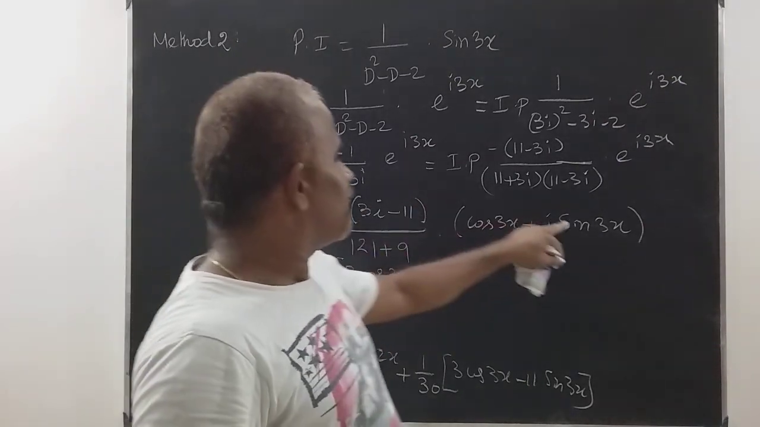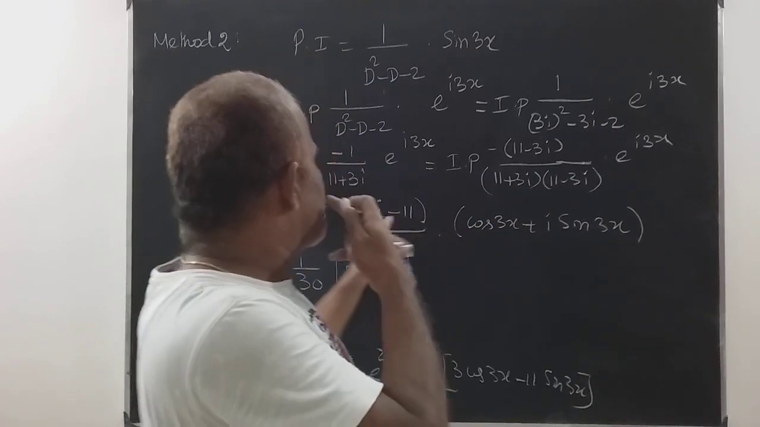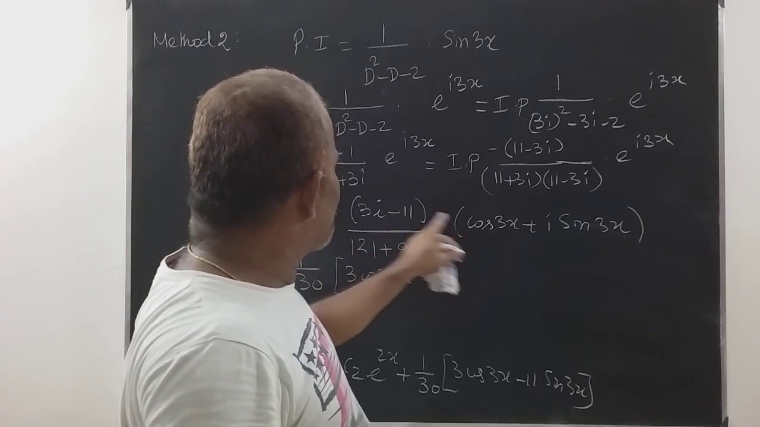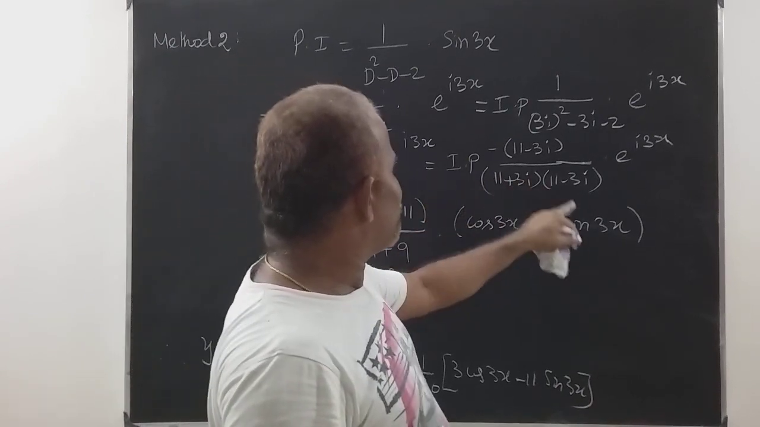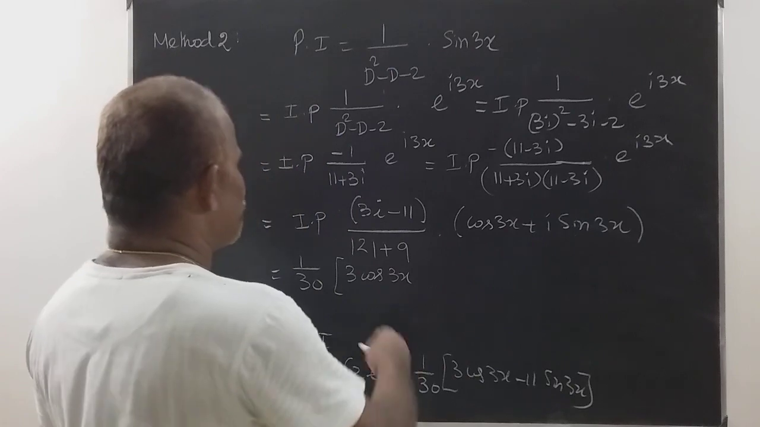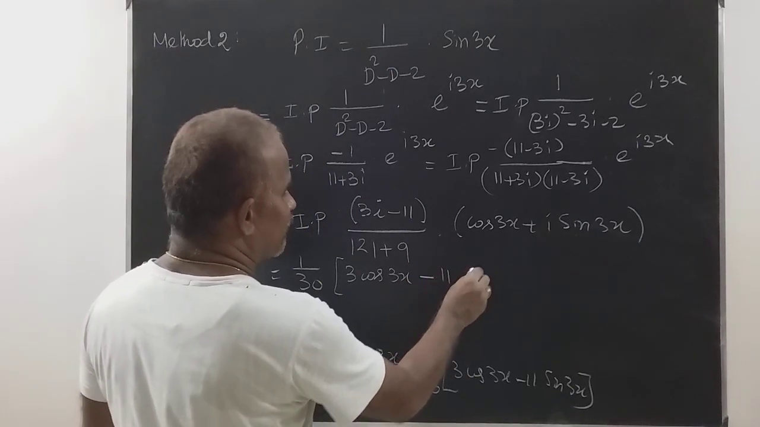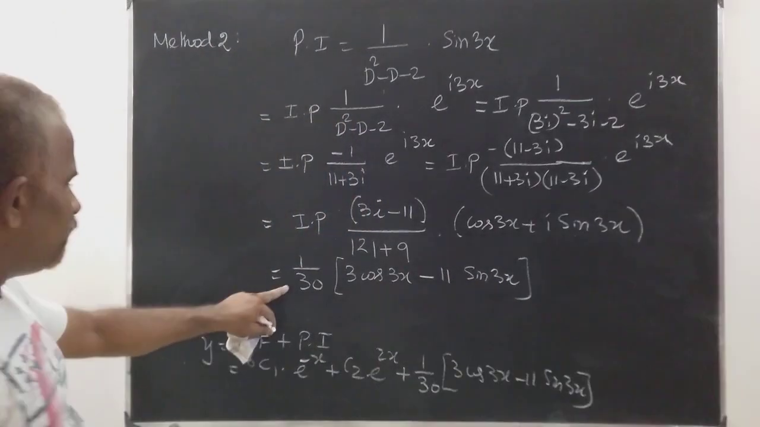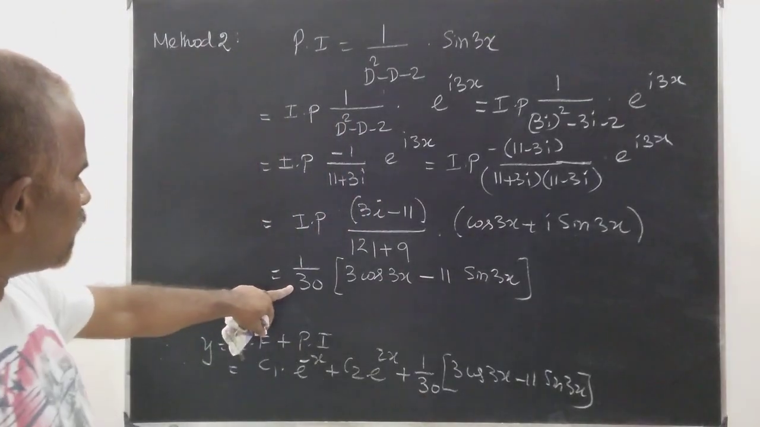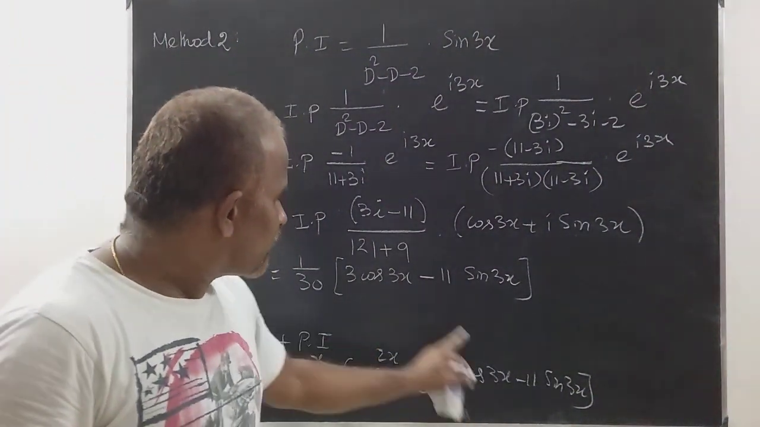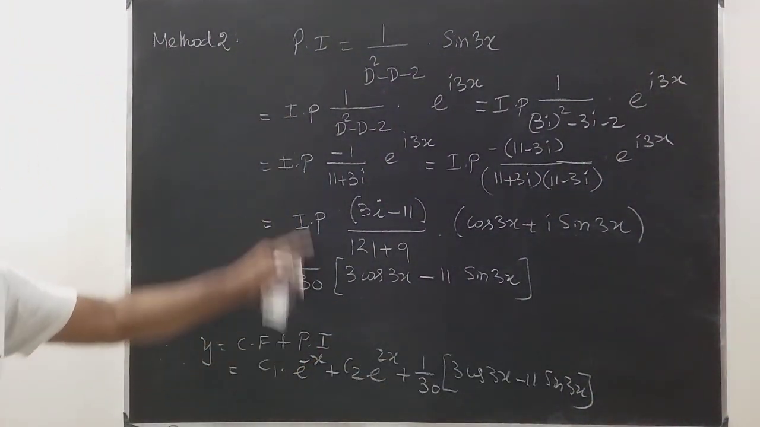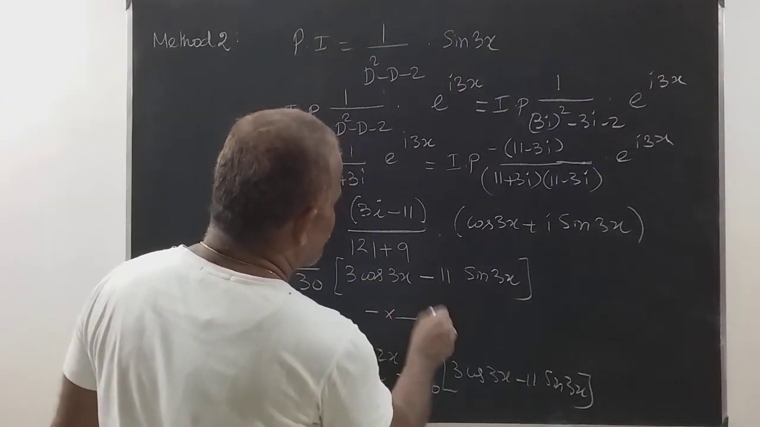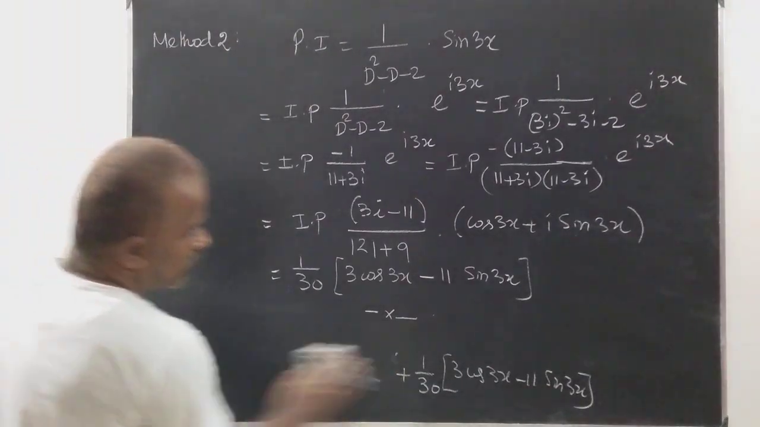If I multiply this and that, i and i will be i squared, therefore again you will be getting the real part. Then if you multiply this and that, again real part. If you multiply this and i sin 3x, you will be getting the imaginary part. So therefore minus 11 into sin 3x. So this is the particular integral. Already we have found the particular integral, 1 by 130 into (3 cos 3x minus 11 sin 3x). So both the methods will be the same. So this is the second method of finding the particular integral.